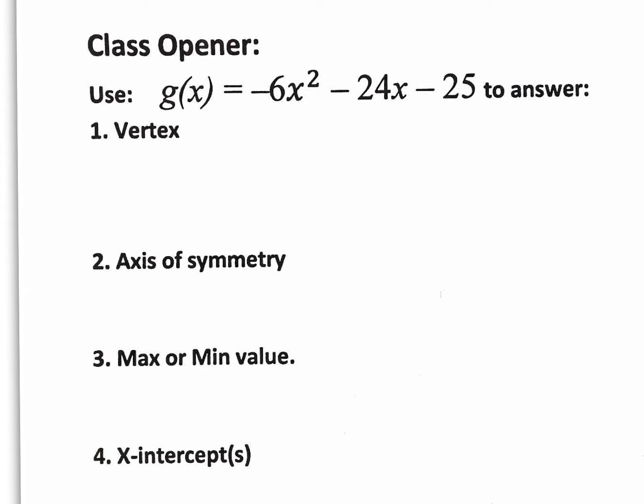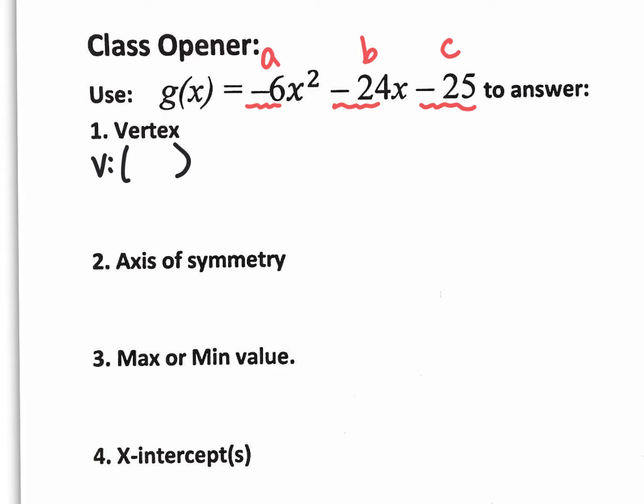It's in standard form. What we have is ax squared plus bx plus c, where your a is negative 6, your b is negative 24, and your c is negative 25. So we need to find the vertex. They're asking us to find the vertex. That's the most important point of any parabola, the vertex.